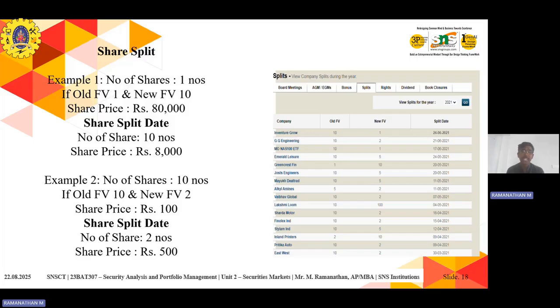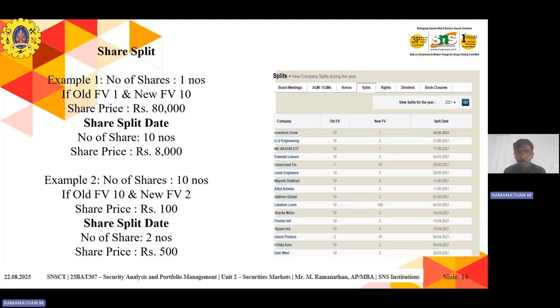So yes, we'll see the example. If the old face value is 10 and the new face value is 1, and the share price is 80,000 for one share, then after that particular split date, one share will become 10 shares. The share price will become 8,000. The value of the firm will be the same. The number of shares alone will increase.